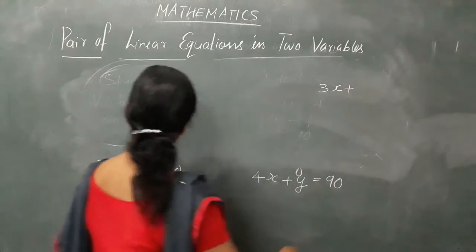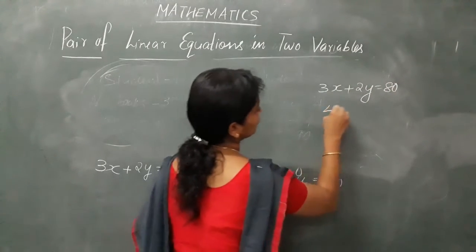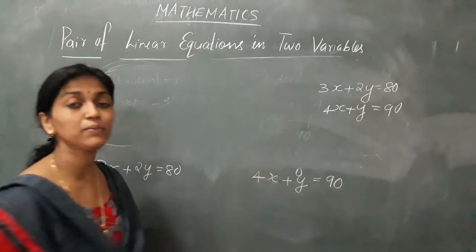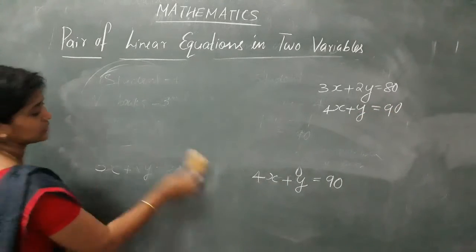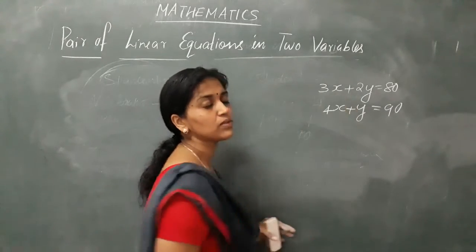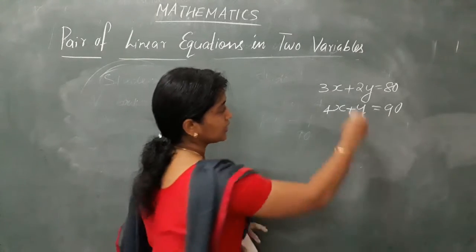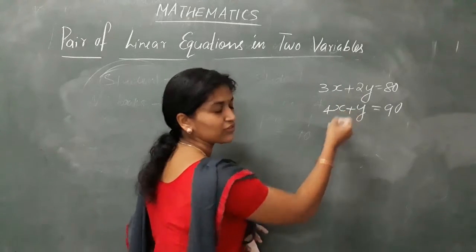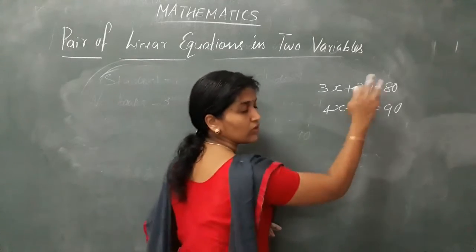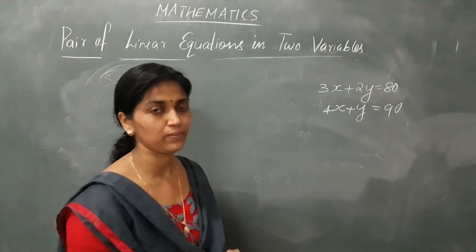3x plus 2y equal to 80 and 4x plus y equal to 90. This is an example of a pair of linear equations in 2 variables. The variables used in both equations must be the same. Clear? That is, the same x is used in the second, and the same y. Such equations we can call a pair of linear equations in 2 variables.